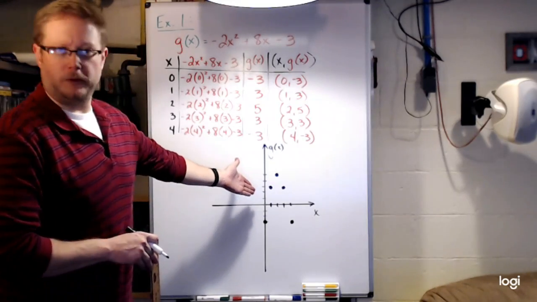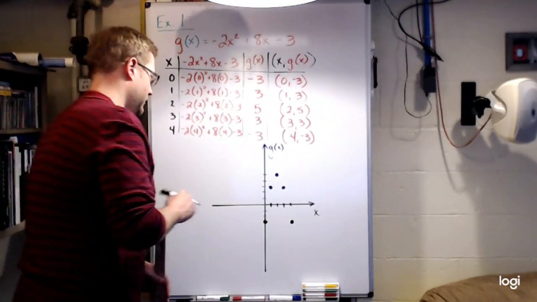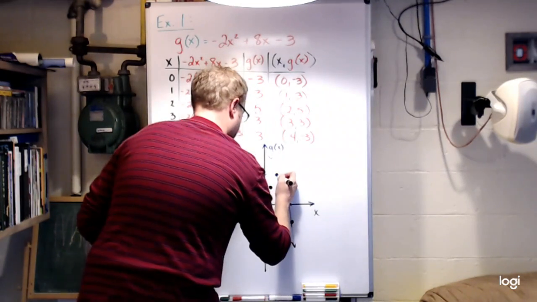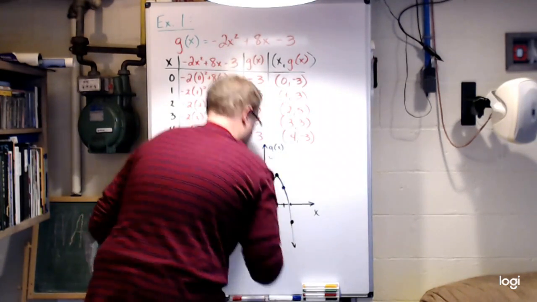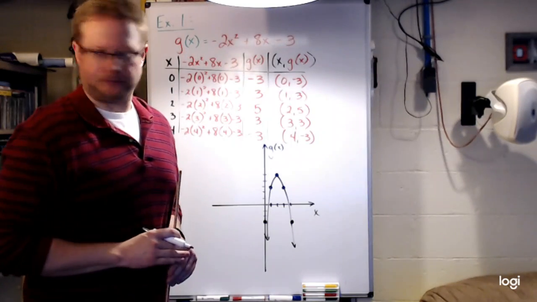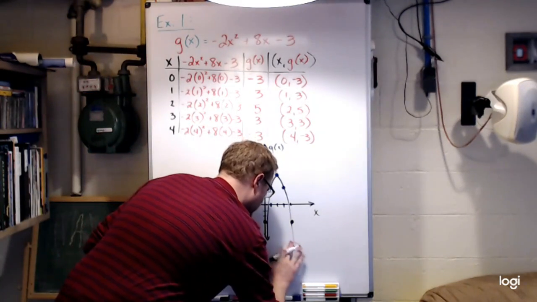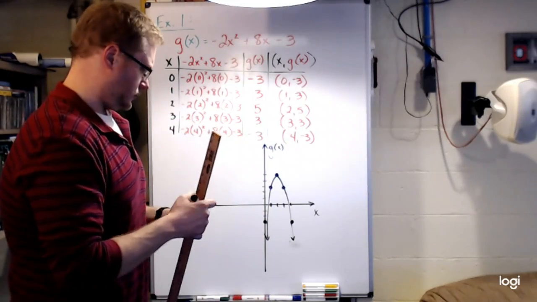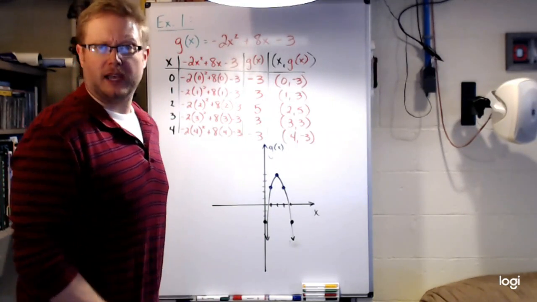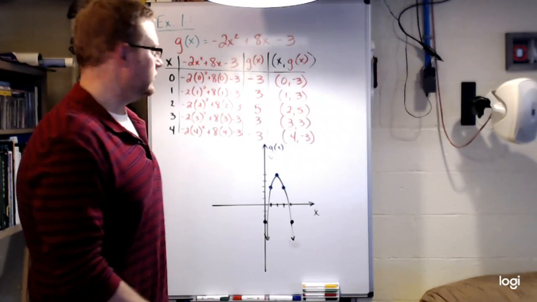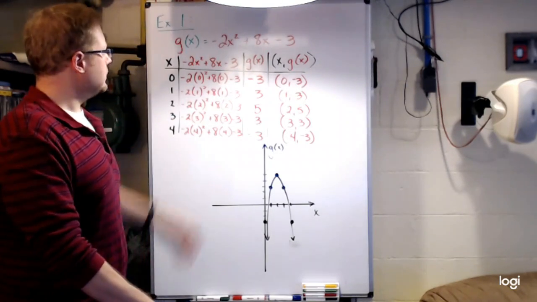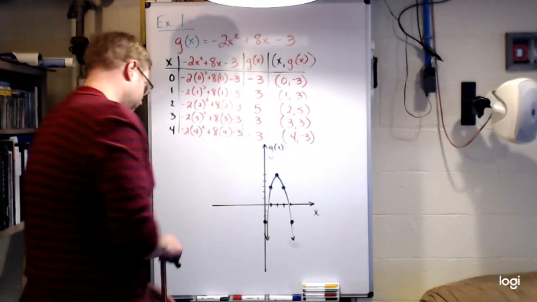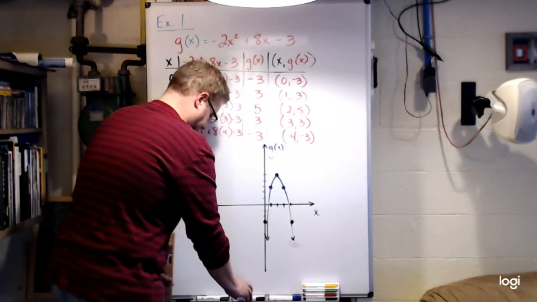And once again, we have our connect the dots. Something like that. That's a little low there. Make it look pretty. There we go. As Bob Ross would say, happy little parabola right there. So we have all of our work, and then we have our graph of our parabola, and that's how you graph a quadratic equation.